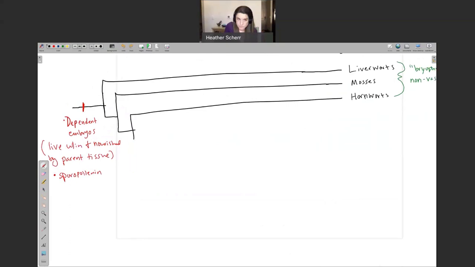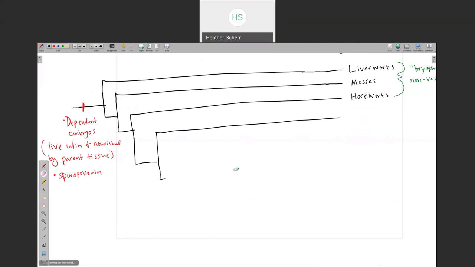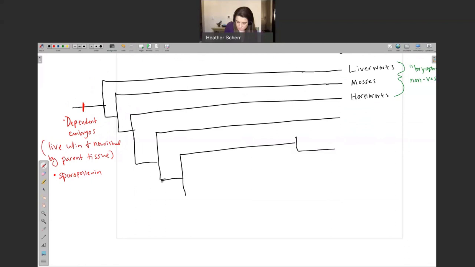See if I can draw this. Another group that's not monophyletic either, but has similar characteristics. What's different between hornworts, mosses, and liverworts?